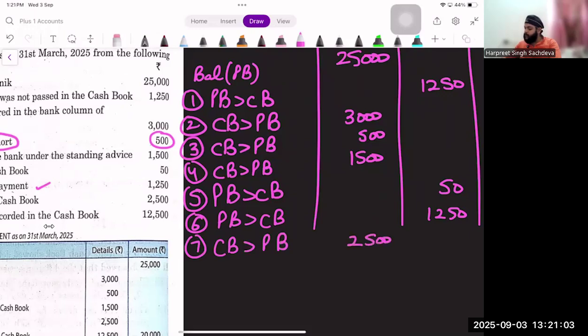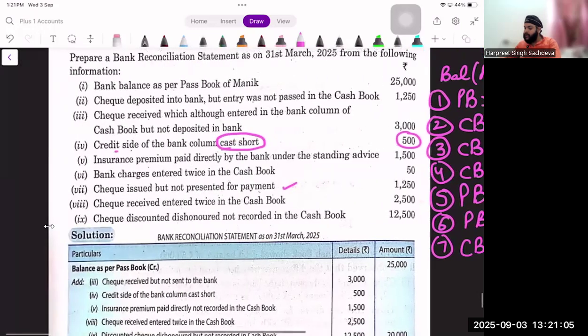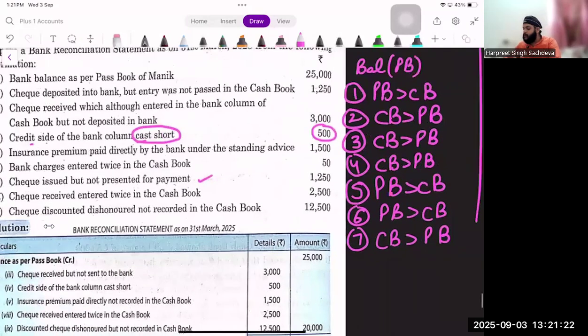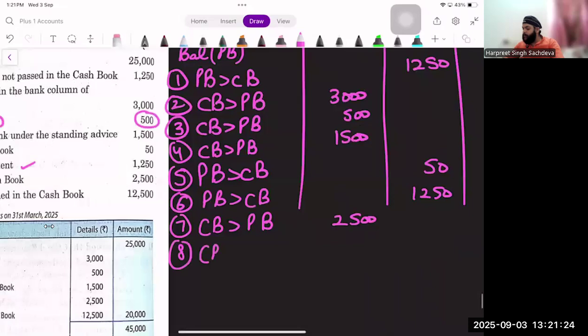We are doing as per passbook. Okay, so we'll add last one. Check discounted, dishonored, not recorded in the cash book. होता क्या डिस्काउंटिंग में? पहले कैश बुक में भी पैसे आ गए, पासबुक में भी आ गए, ठीक है. Then it got dishonored, passbook will reverse, cash book doesn't know. So cash book is greater than passbook by rupees 12,500.